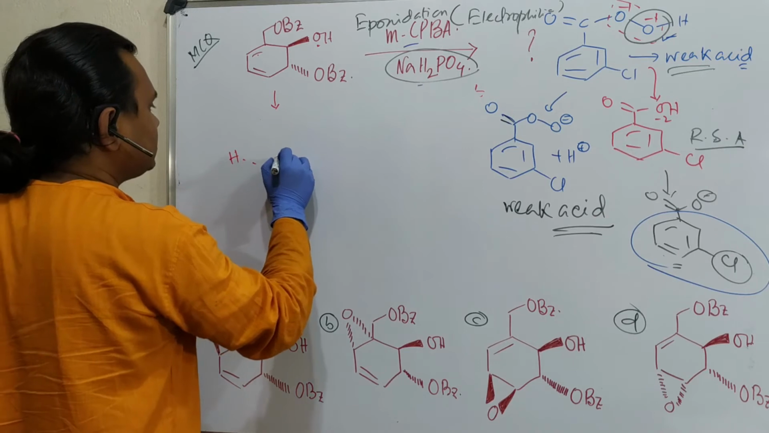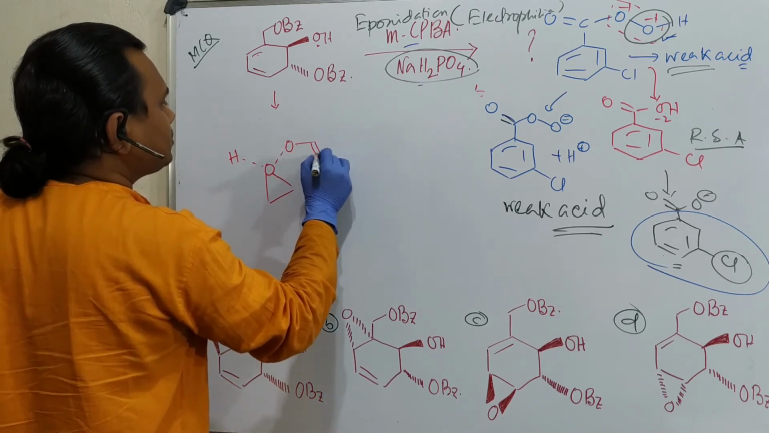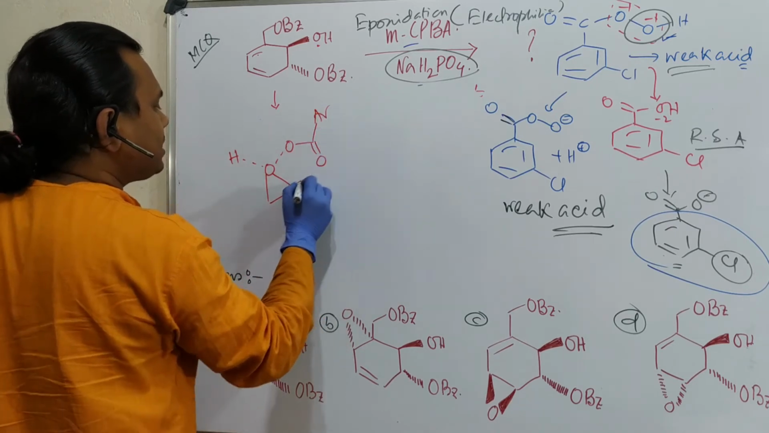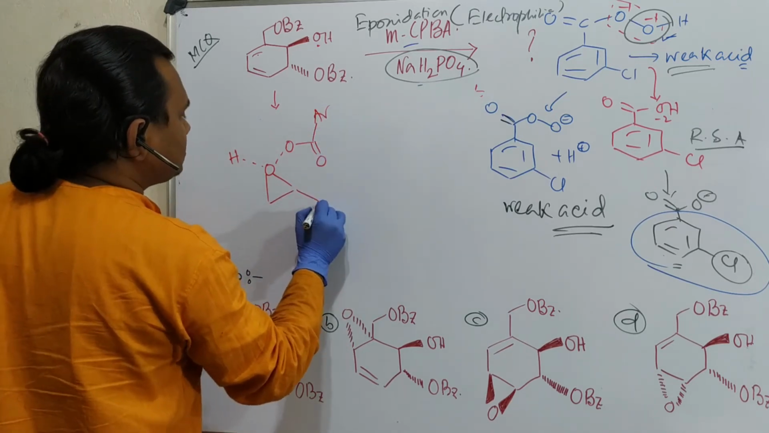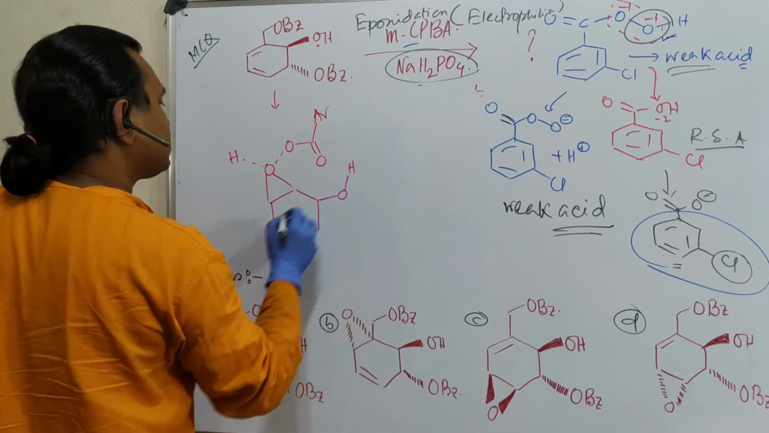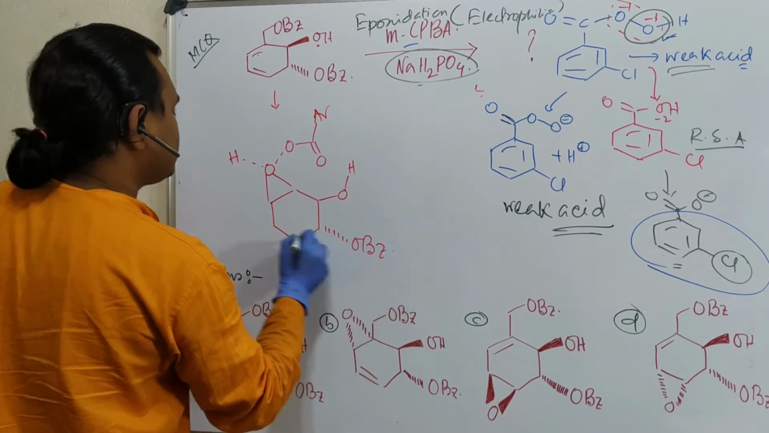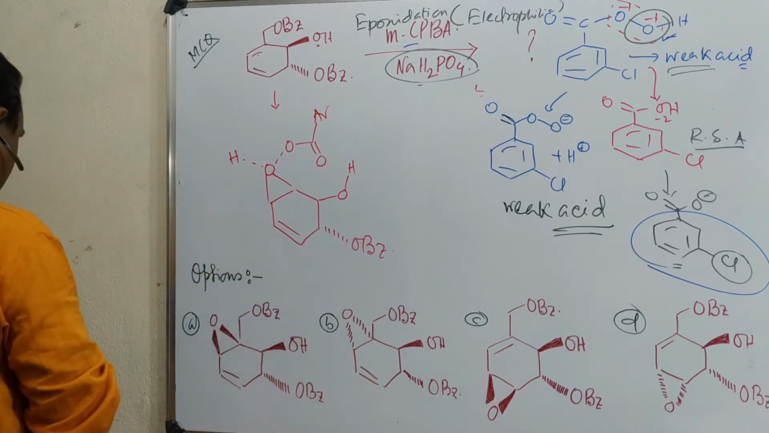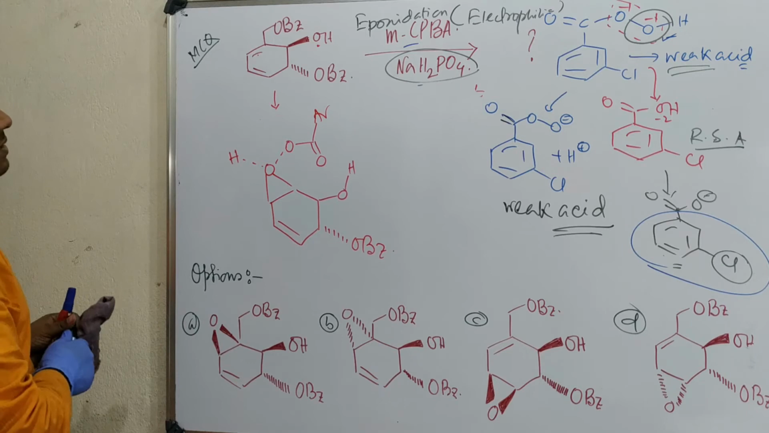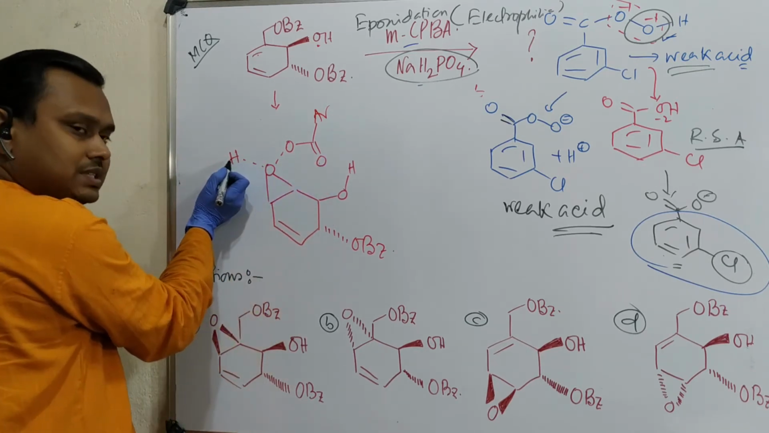So this is the O, this is AR, this is OH, this is OBZ. Now what happens? I previously showed that this oxygen forms hydrogen bond with this hydrogen.